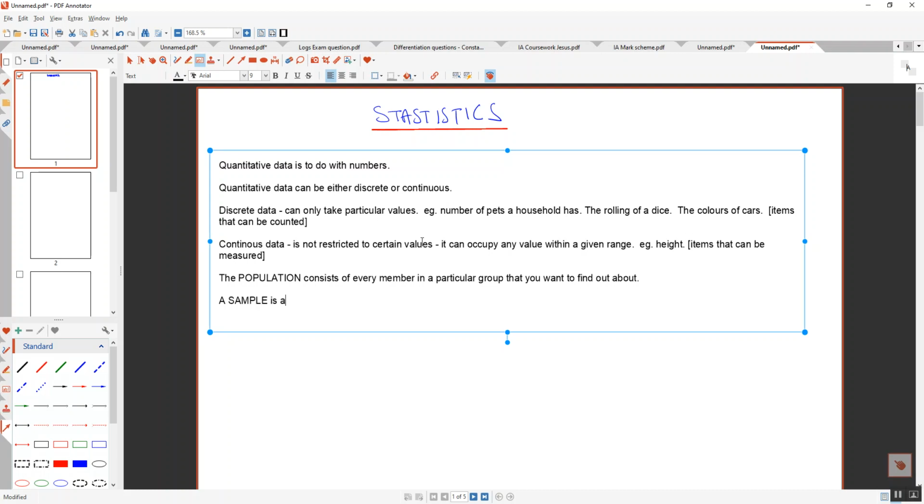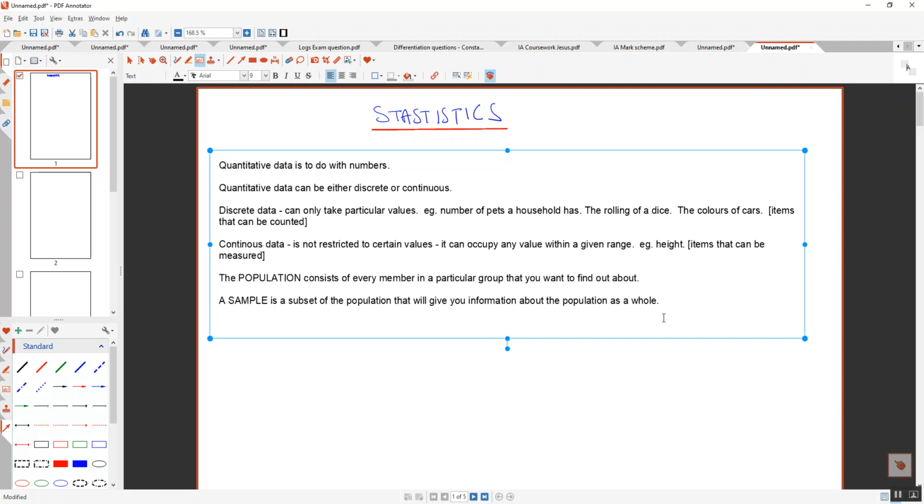Yes. Right, so a sample is a subset of the population that will give you information about the population as a whole. So if I wanted to survey Summersfield students about uniform, I might decide, well, rather than speak to every single student, I might take 10 students from each year group, and that will be my sample.